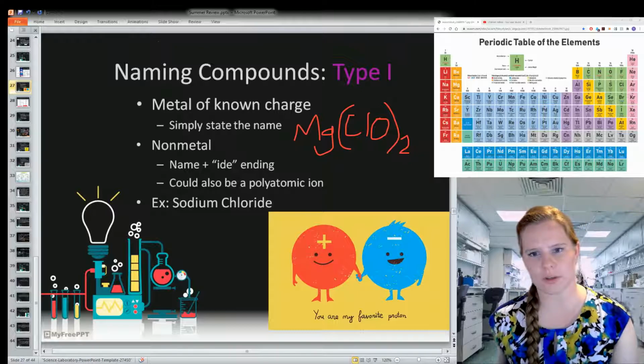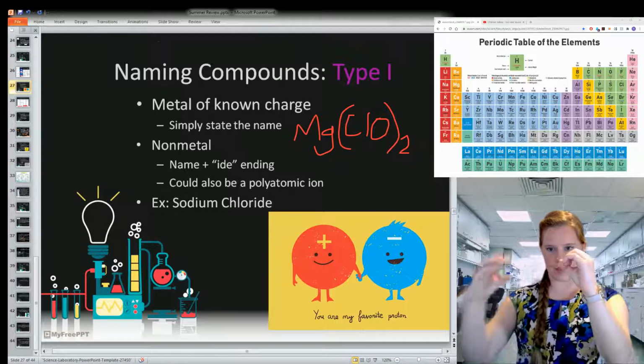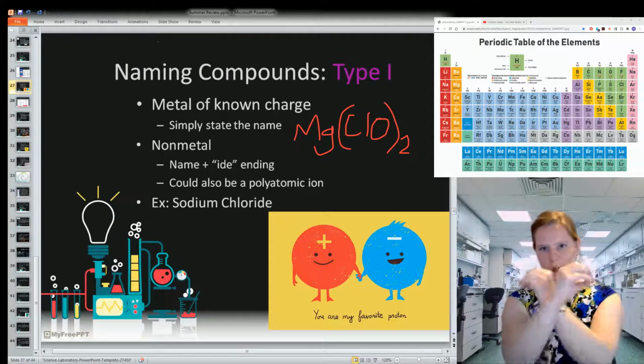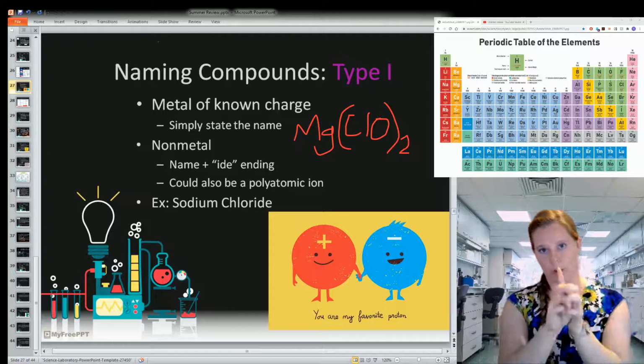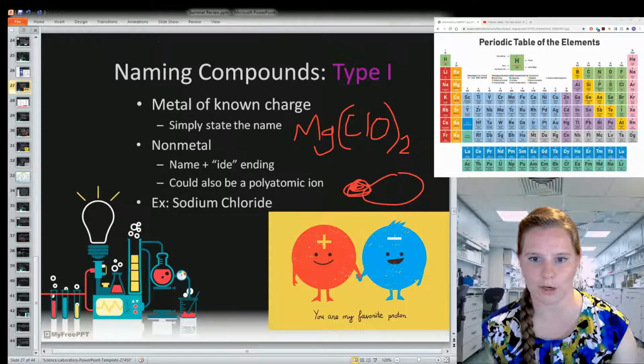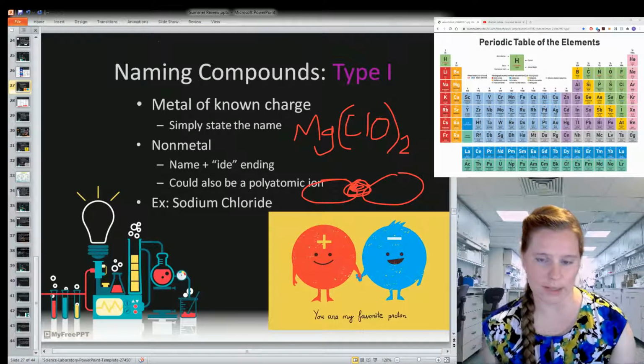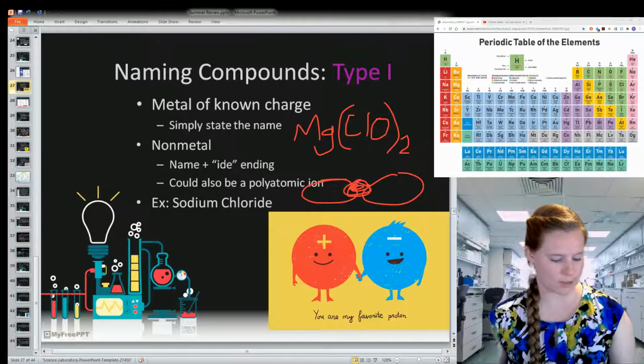Don't forget, just a little side note here, if you have parentheses around something, and then a 2 outside, that means I have 2 of everything inside. So I have 1 magnesium, and there's 1 hypochlorite, 2 hypochlorites that are bonded to 1 magnesium. Okay, so it might look something like this, like here's your magnesium in the middle, and then you have a hypochlorite over here, and a hypochlorite over here. So it's 1 big molecule with a magnesium and 2 hypochlorites attached to it. Okay, that's what that 2 means.